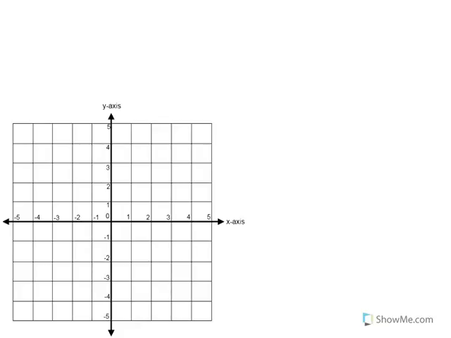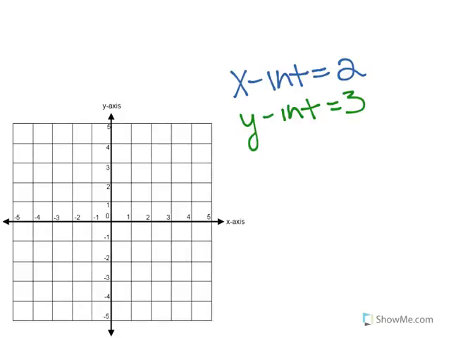Today we're going to be looking at all the different ways that you can plot lines on a coordinate grid. And the first of which is going to be if a problem provides you with the x and y intercepts. What's important to remember is that an intercept is where the graph crosses an axis. So the x-intercept is where the line crosses the x-axis, and the y-intercept is where the line crosses the y-axis.